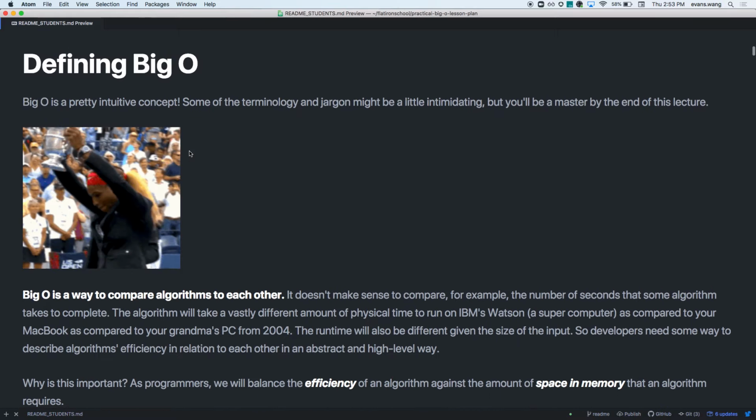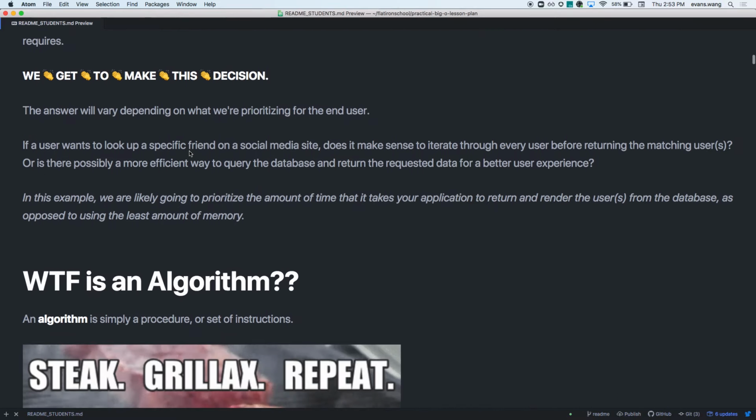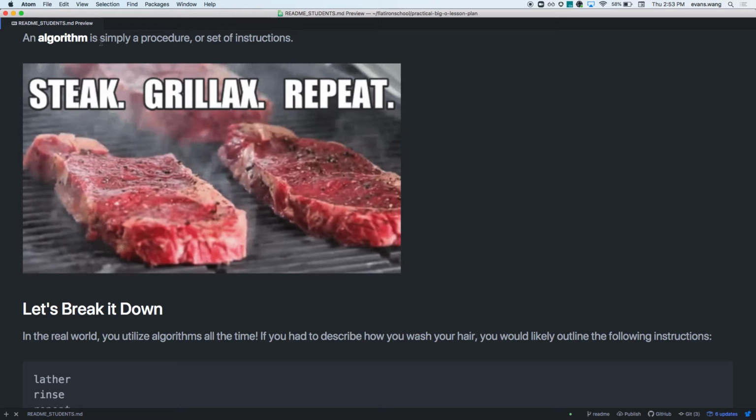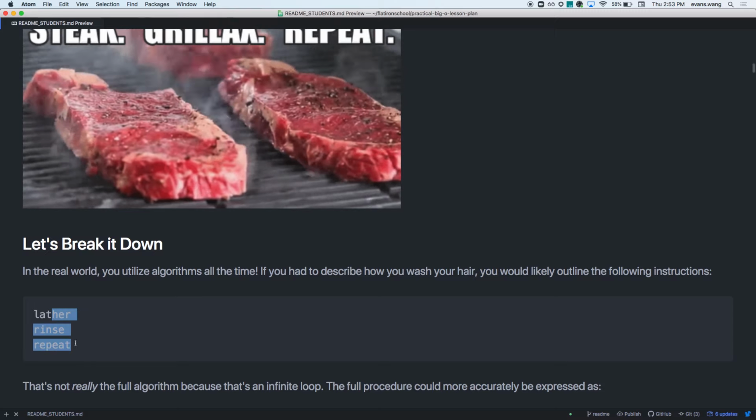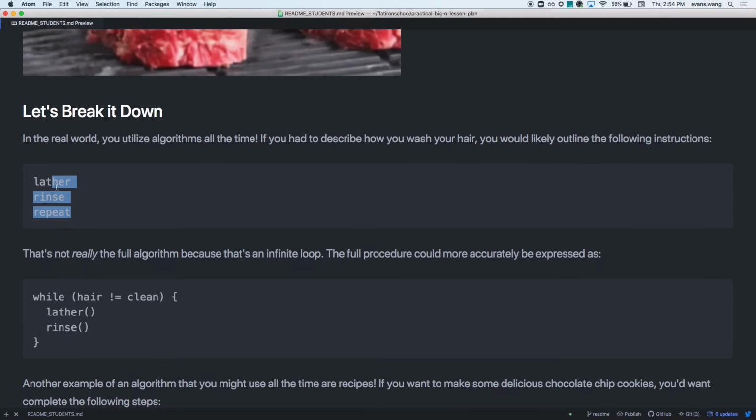So let's actually define Big O. The idea here is an algorithm is just a procedure or a set of instructions. Here are some very easy ones that you've probably seen before: lather, rinse, and repeat. Unfortunately, this one is a bit of an infinite loop, which is tricky, because if you lather, then you rinse and you repeat, guess what you're doing again? You're lathering, rinsing, and repeating.